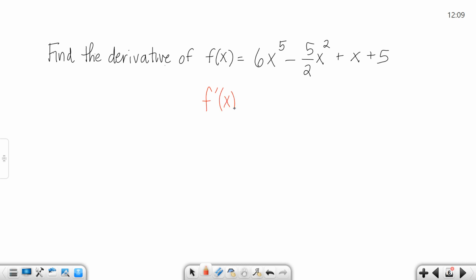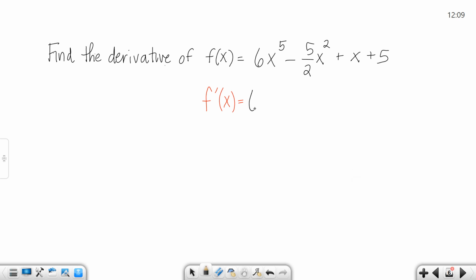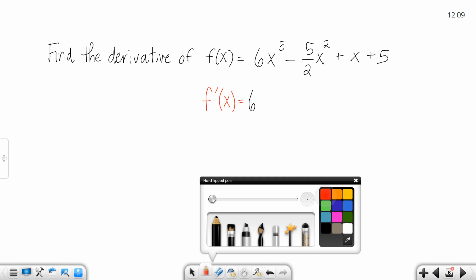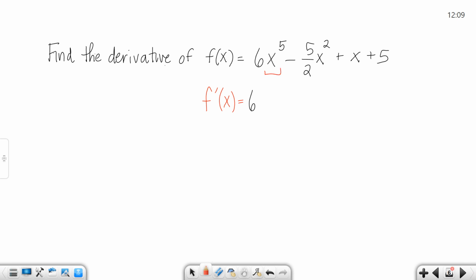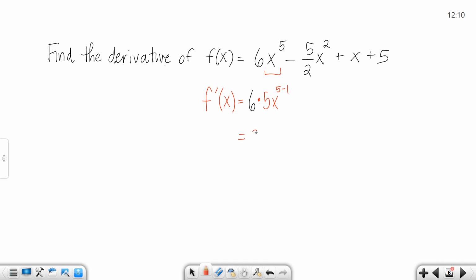So when I get ready to take this derivative here, first of all, I see that I have a 6 out in front, so I'm just going to keep that 6 out in front. And then I'm going to take the derivative of x to the 5th. Well, to take the derivative of x to the 5th, that would be a 5 out in front, and you're going to decrease that 5 by 1, and that's what the power rule says to do. So for this particular piece right here, when I clean it up, that would give me a 30 out front and an x to the 4th.